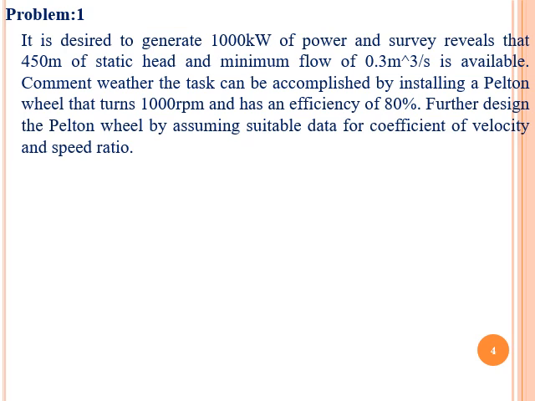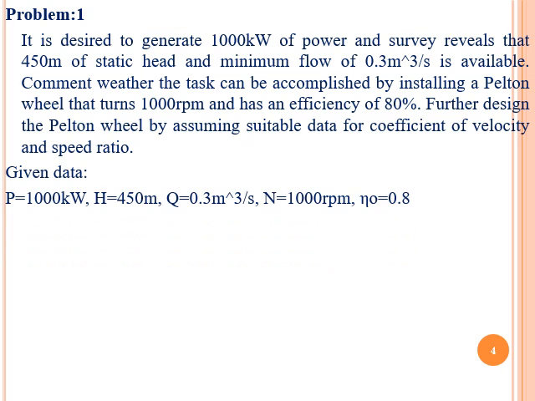The first part of the numerical is to check whether the given condition is suitable for the Pelton wheel or not. This Pelton wheel is operating at a speed of 1000 rpm and an efficiency of 80%. The second part of the numerical is to design the Pelton wheel by assuming a value for the coefficient of velocity, that is C_v, and the speed ratio.